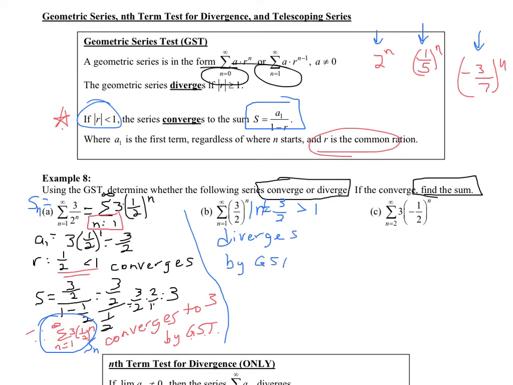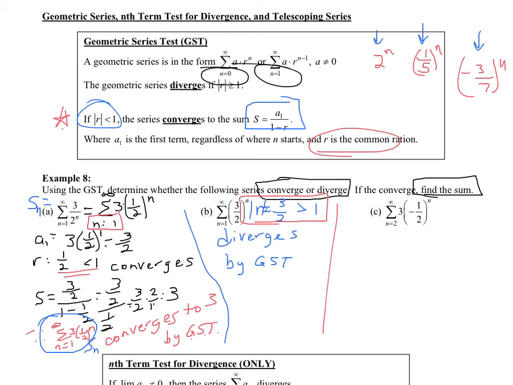But again, you want to show that you are actually doing the test. We don't go and try to plug anything into a sum formula since it diverges, and so that's all there is to it. We can move on.